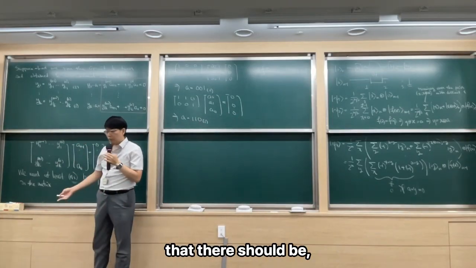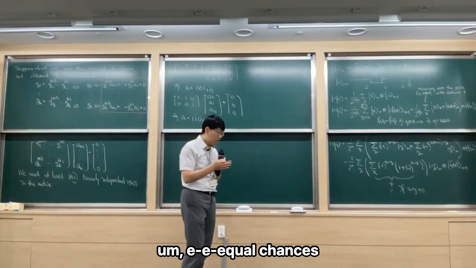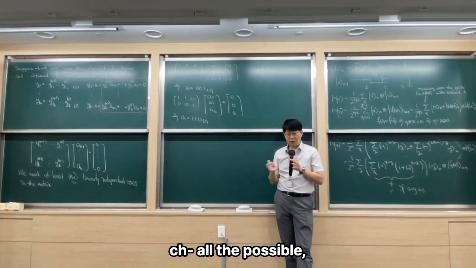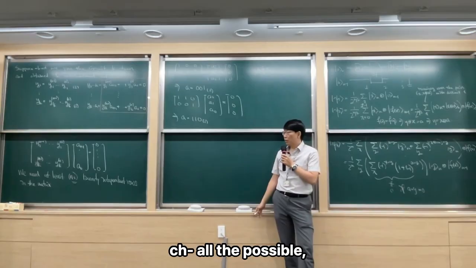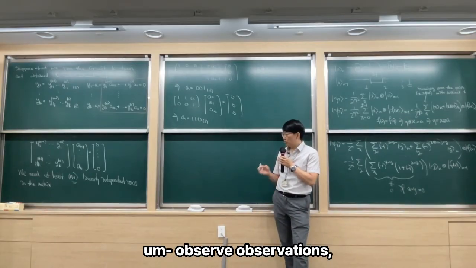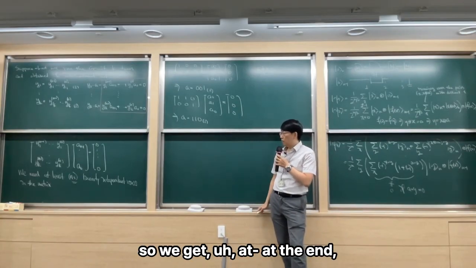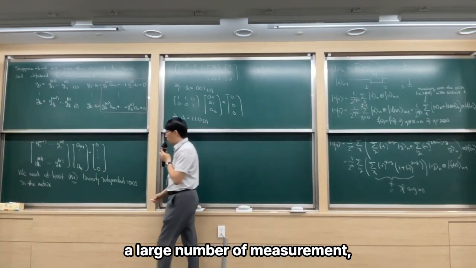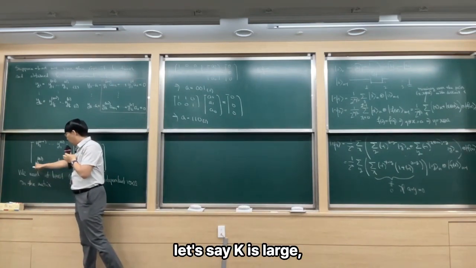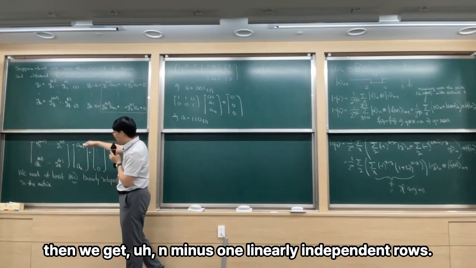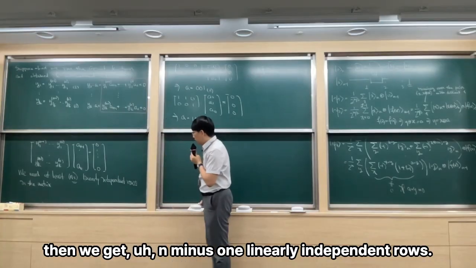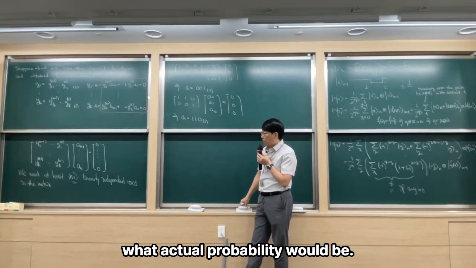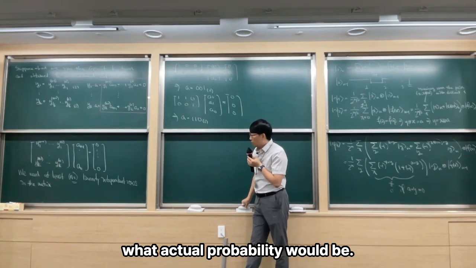but we're assuming that there should be equal chances to get all the possible observations. So at the end, if we take a large number of measurements, let's say k is large, then we get n minus 1 linearly independent rows. So let's find out what the actual probability would be.